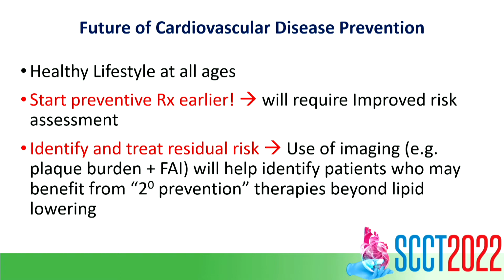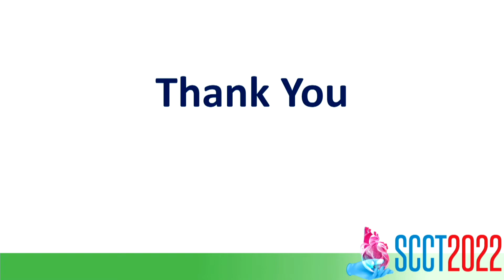The next thing is that even in patients who have known disease, that have known plaque, we need to identify and treat residual risk. Imaging, both looking at plaque burden and also looking at inflammation, will help us identify those patients that can benefit from these secondary prevention therapies. And of course, we don't want to give these therapies to everyone because they are expensive and some of them can be toxic. So we need to have precision when we decide who to treat, and this is really the hope and the excitement about FAI.